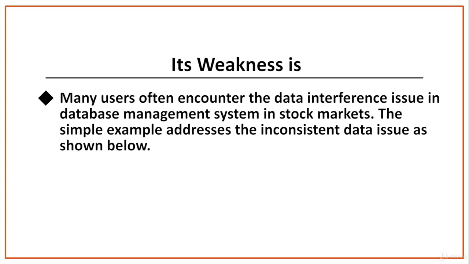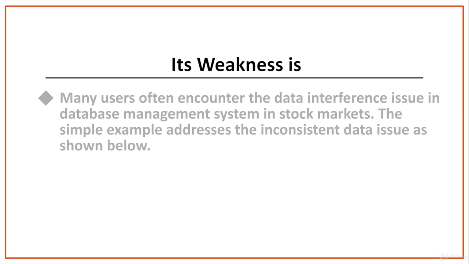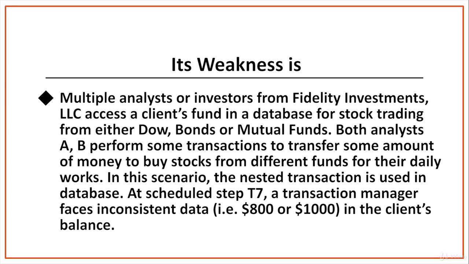Many users often encounter data interference issues in database management systems in stock markets. The simple example addresses the inconsistent data issue as shown as follows. Multiple analysts or investors from Fidelity Investments, LLC, access a client's fund in a database for stock trading from either Dow, bonds, or mutual funds. Both analysts A and B perform some transactions to transfer some amount of money to buy stocks from different funds for their daily work. In this scenario, the nested transaction is used in the database.